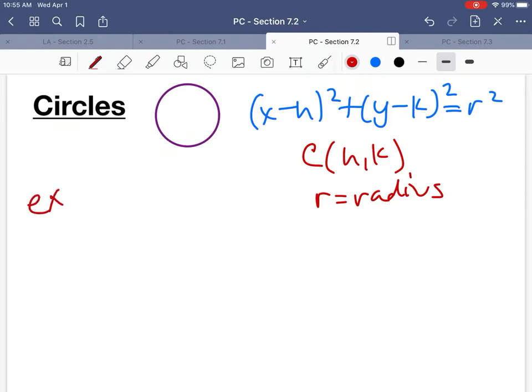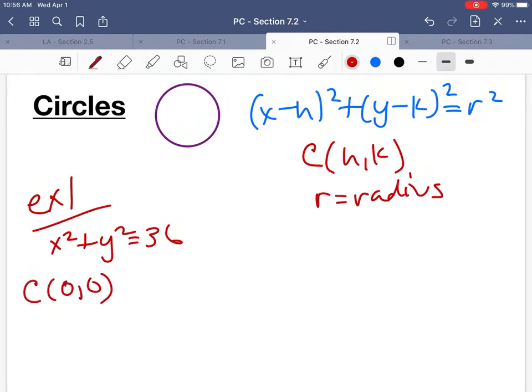So let's say, for example, I was given this equation, x squared plus y squared equals 36. In this circle, you see the x squared and the y squared have no numbers with them. There's no parentheses. So basically your center here is just going to be at 0, 0, at the origin. And the radius is going to be the square root of 36, so the radius is 6. If you drew that, you would be going out to 6 on each side of the center, so you'd have a circle right there.